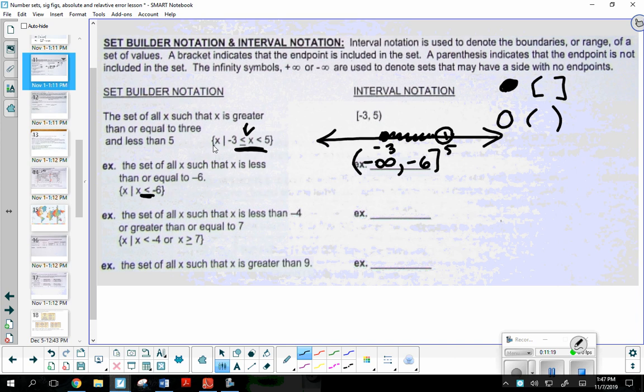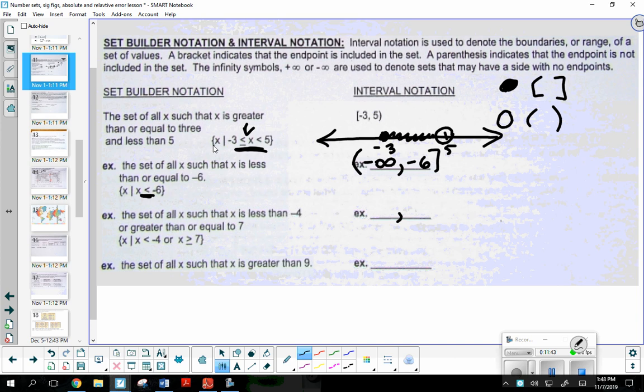The set of all x such that x is less than -4 or greater than or equal to 7. Okay. x is less than -4 or x is greater than or equal to 7. Now, you'll notice this is two different sets of values. So we're going to go ahead and create an interval notation for each of these. Let's do this one first. x is less than -4. So I'm going to go ahead and put my comma here.